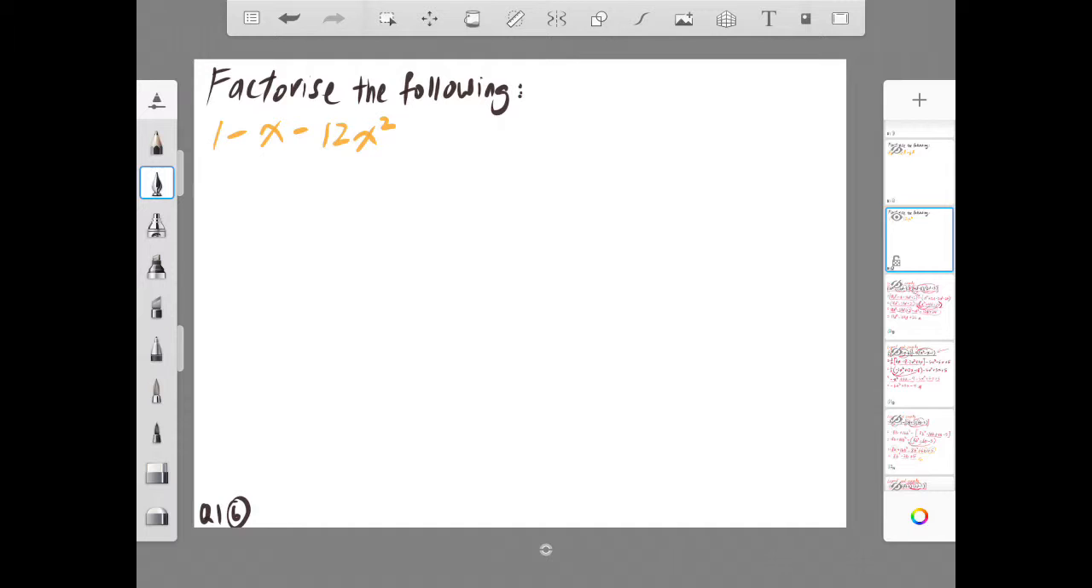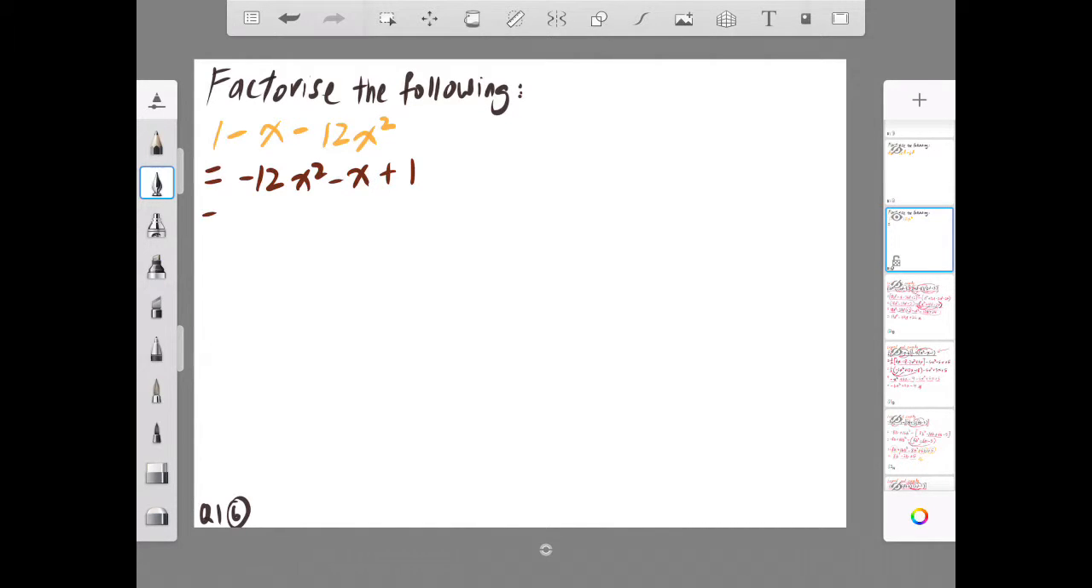Alright guys, let's read the first question together. For today's video, I'm going to do factorization. Factorize the following: 1 minus x minus 12x squared. For this factorization question, normally what I do first is put the x squared in front first, followed by the x and then the constant. So I will rephrase this question by writing negative 12x squared minus x plus 1.